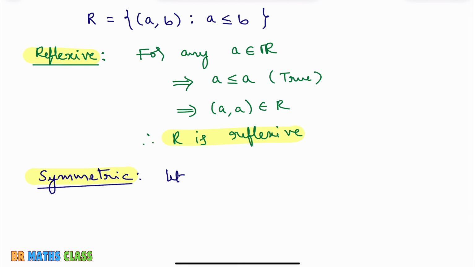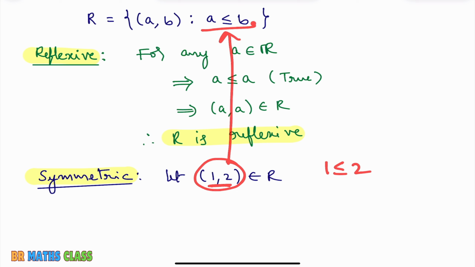I'll take one ordered pair 1 comma 2 in the relation. Is this ordered pair there in this relation? First point, 1 is a real number, 2 is a real number. And is 1 less than or equal to 2? Is this ordered pair satisfying this condition? That I need to check. Is 1 less than or equal to 2? Yes, 1 is less than 2. That means ordered pair 1 comma 2 belongs to this relation.